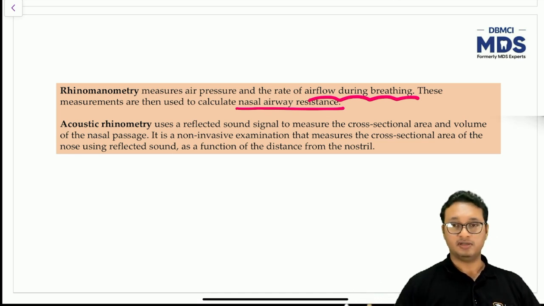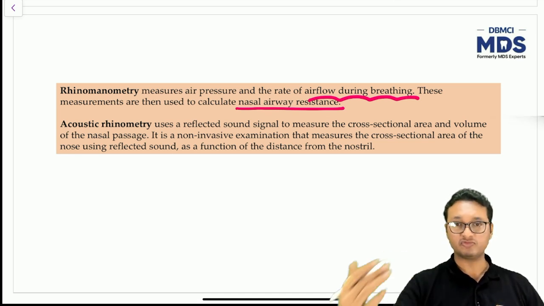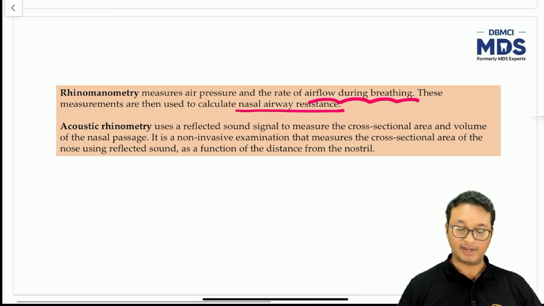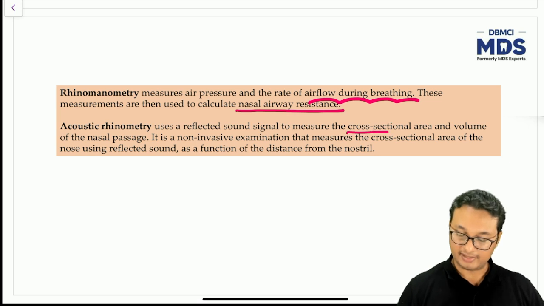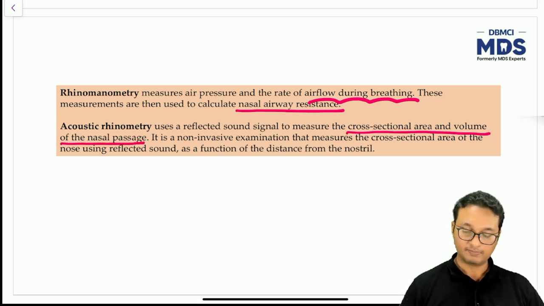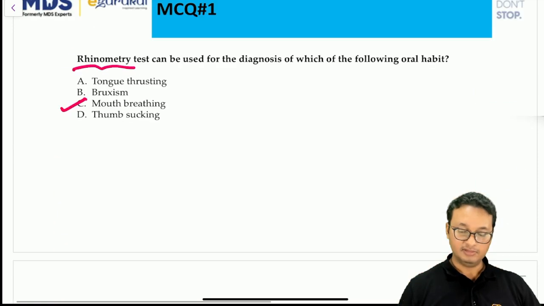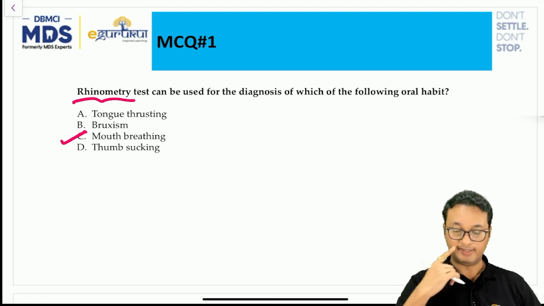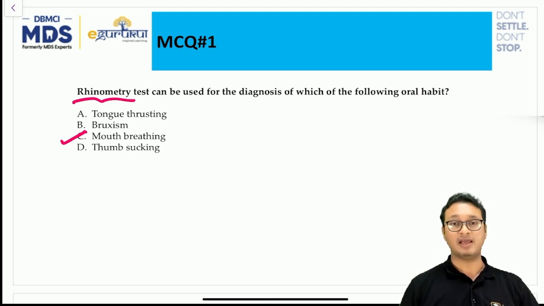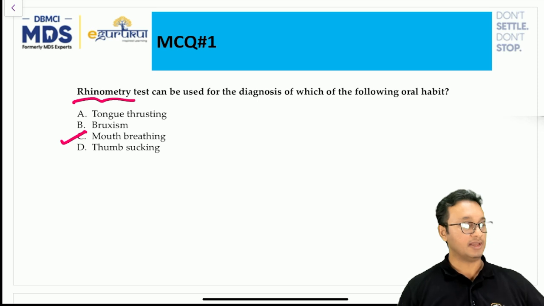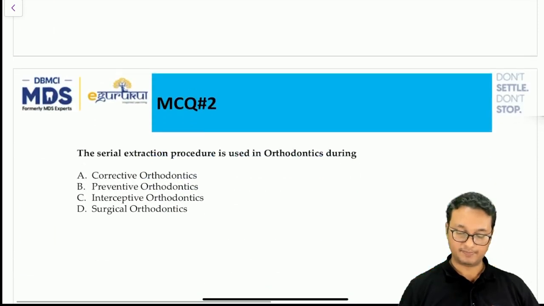There's one more technique, an advanced form of rhinomanometry, called acoustic rhinometry, which uses reflected sound signals to measure the cross-sectional area and volume of the nasal passage. It is a non-invasive examination that measures the cross-sectional area of the nose using reflected sound, just like an ultrasound, as a function of the distance from the nostril. So the correct answer for the first question, that rhinometry test can be used for the diagnosis of which of the following oral habits, is mouth breathing habit.